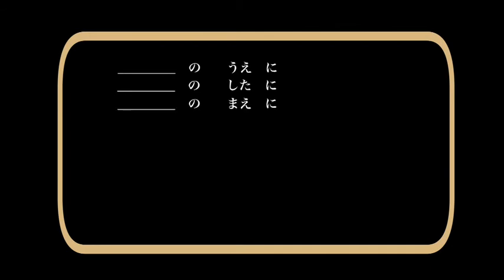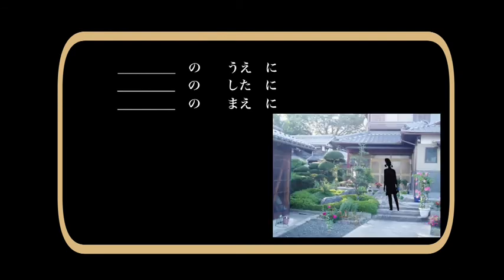So let's have a look at some summary of other expressions for position. The location can be filled in with whatever is in that location. No ue ni, on top of. No shita ni, under. No mae ni means in front of, like the girl is in front of the house. Uchi no mae ni, in front of the house. Onna ga imasu, there's a girl.